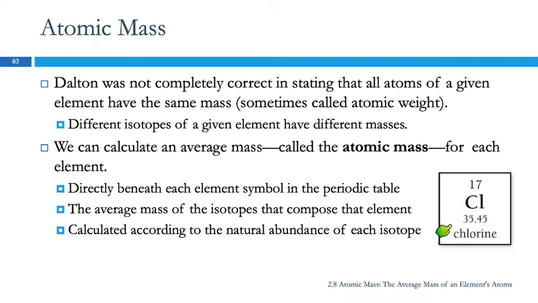So here's chlorine, and under its symbol is 35.45. That's the mass of an average chlorine atom. There's actually no chlorine atom that weighs 35.45. But how often do you do experiments with a single atom? You don't. You do things with billions and billions of atoms, and so the average is what's useful. So that's the average mass of all the isotopes that compose that element, and it's calculated using the natural abundance of the different isotopes.